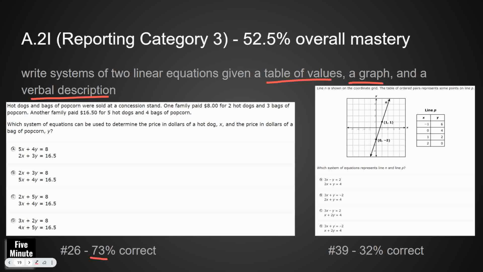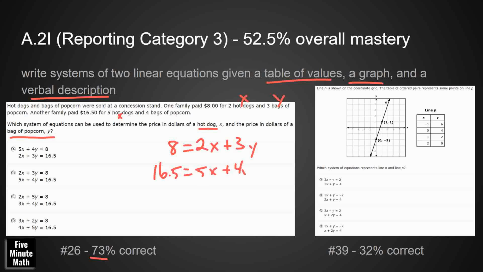Hot dogs and bags of popcorn, and they tell you hot dogs are X, popcorn is Y. Okay, so one family paid $8 for 2 hot dogs, 2X, and 3 popcorn. That's not that hard, and the students figured that out. 16.50, so 16.5 equals 5 hot dogs, 5x, plus 4 popcorns. Now, obviously, I put the sum that they paid in front because that's the order they gave it to me. You'd have to flip that over on the back side.